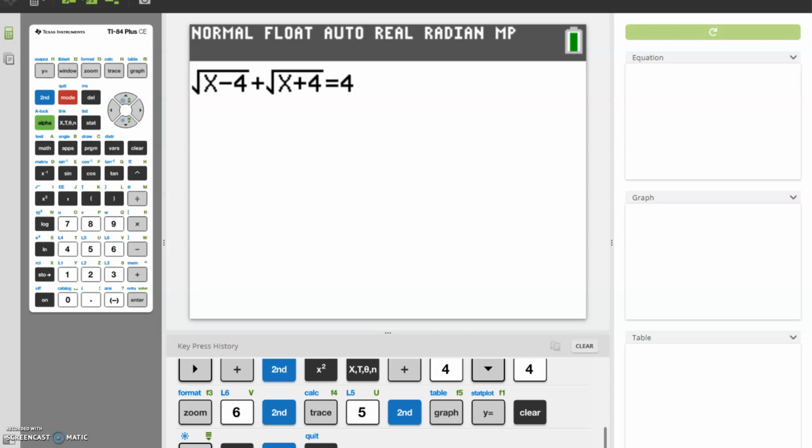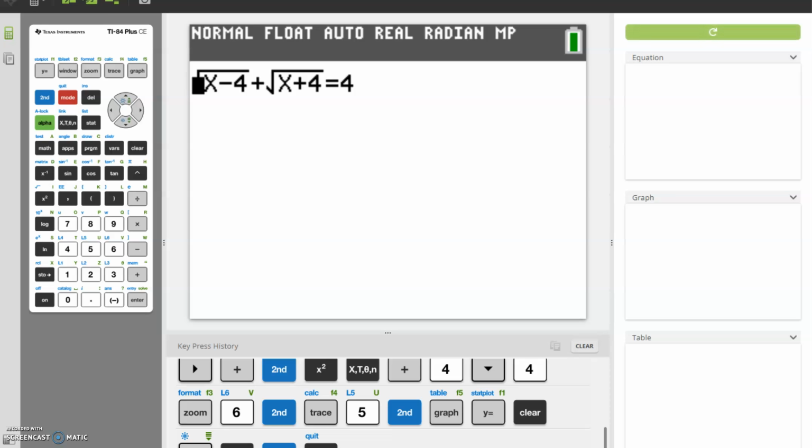For video 3 of solving radical equations, we're going to take a moment to practice using our graphing calculator to check our work. The example that we're going to look at is the square root of x minus 4 plus the square root of x plus 4 is equal to 4. Our approach when using the graphing calculator is going to look very similar to the approaches that we used in previous videos with regards to solving equations.